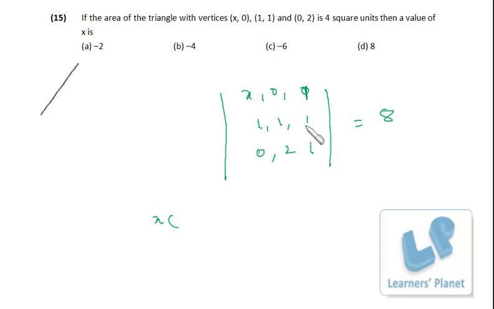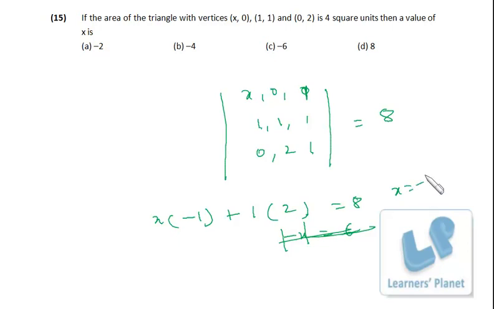x into 1 minus 2, so that is 1 minus 2, that is minus 1. Then leave this, plus 1 into 2 minus 0, so that is 2, and this entire calculation is 8. So minus x is equal to 6, or we just have to take the modulus, so the modulus of x is equal to 6. We have to find out the value of x, so no need to take the modulus. x is equal to minus 6. Okay, pretty simple.